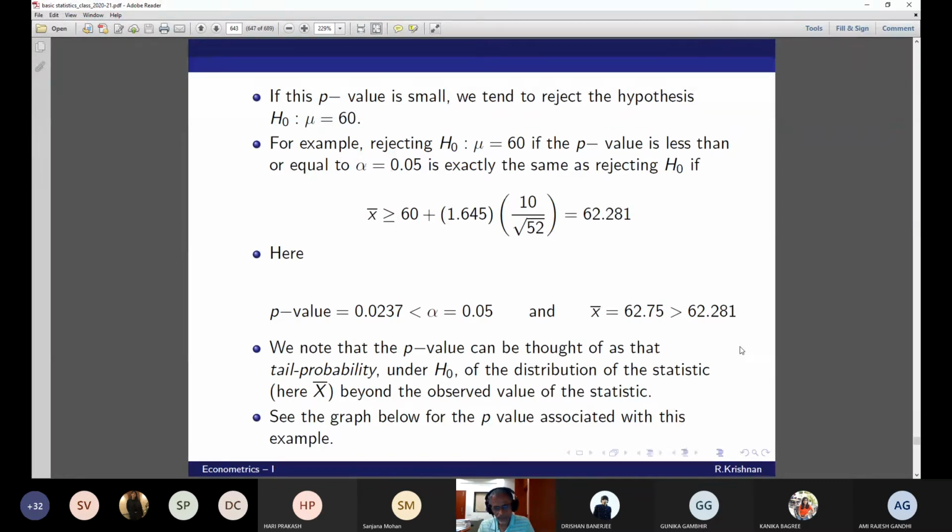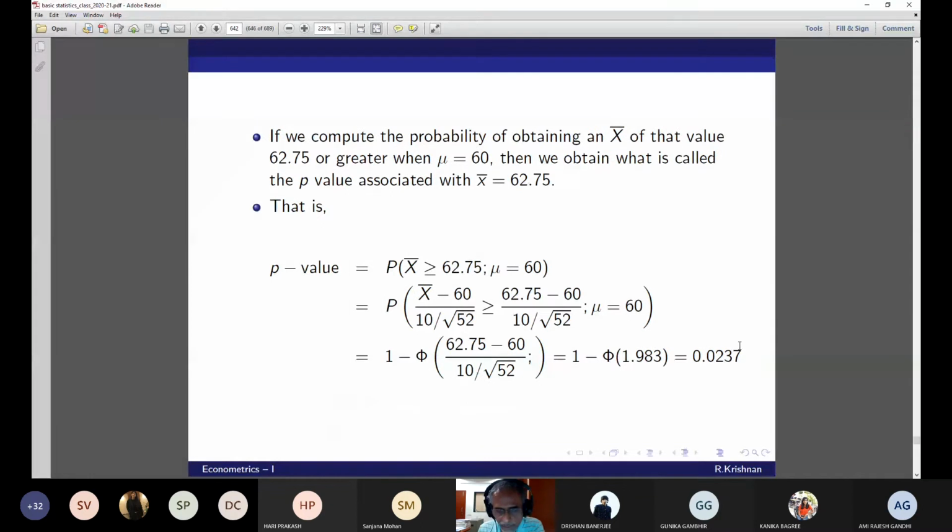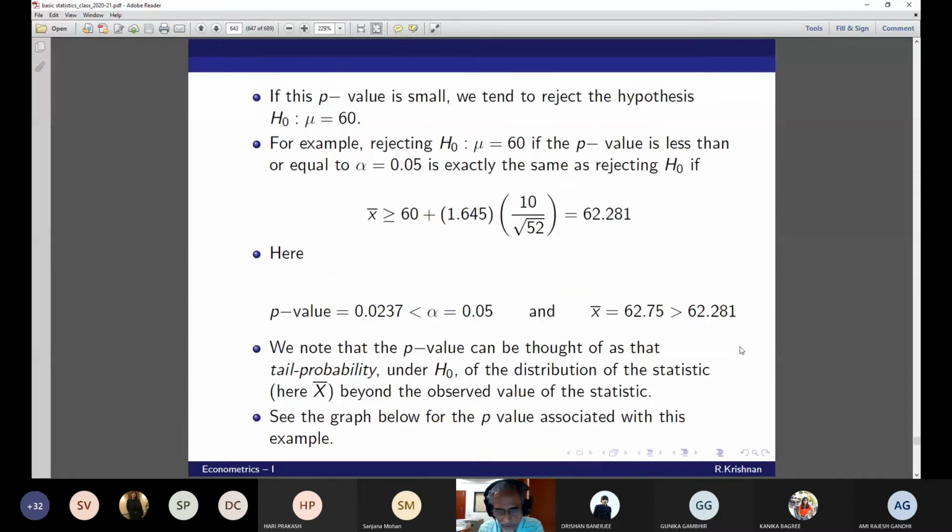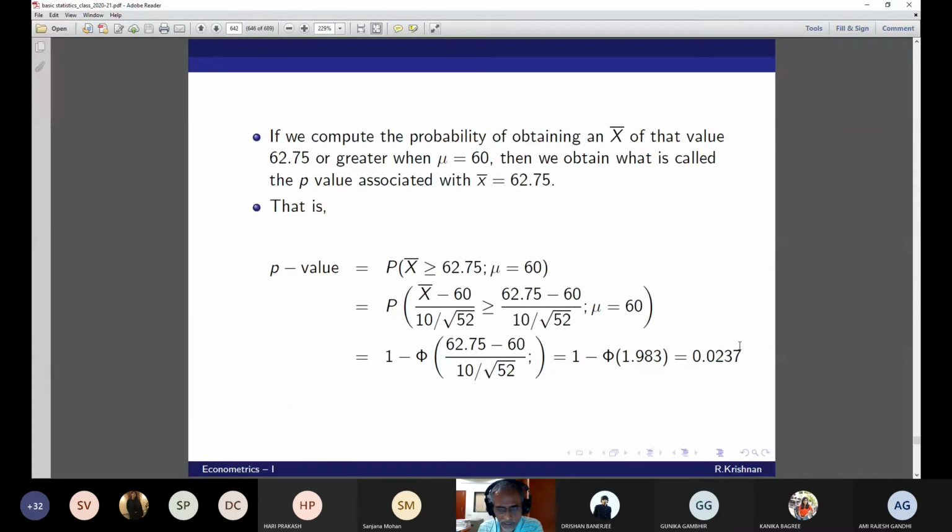Okay, now I ask the other question. Suppose the sample mean is 62.281, instead of 62.75. What will this p-value be? 0.05. Now you get my point.